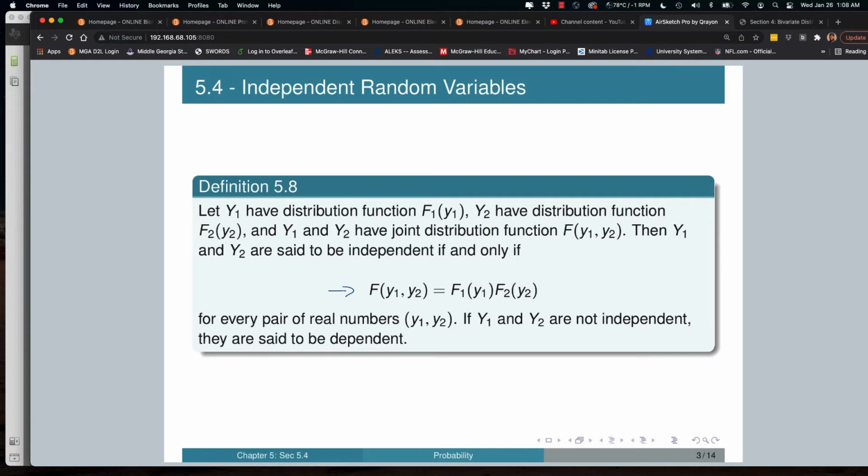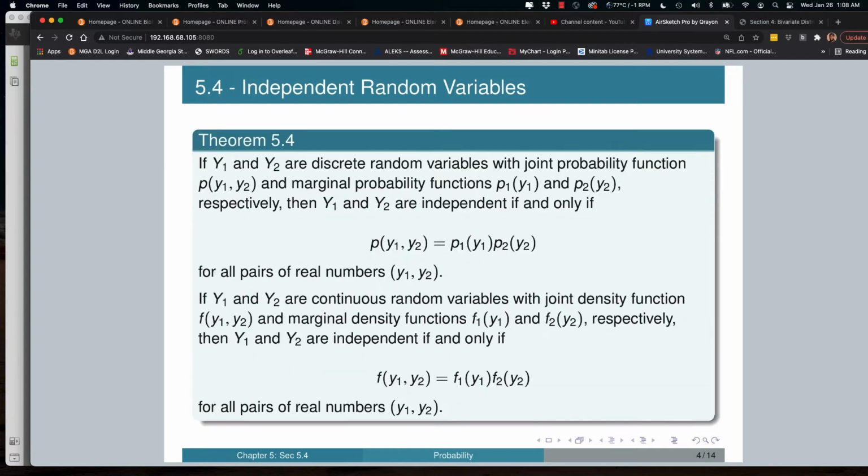And this has to be true for every pair of real numbers, the ordered pair y sub 1, y sub 2. So if those two random variables are not independent, we'll call them dependent, right? That's kind of the way the independence has always worked. All right. So the next slide's got theorem 5.4 on it, which is really where we're going to live formulaically. And the first case here is the discrete case.